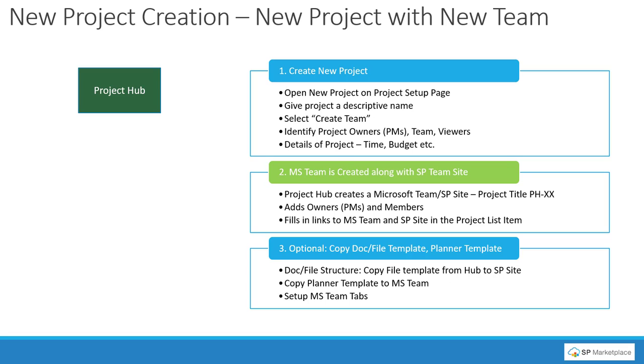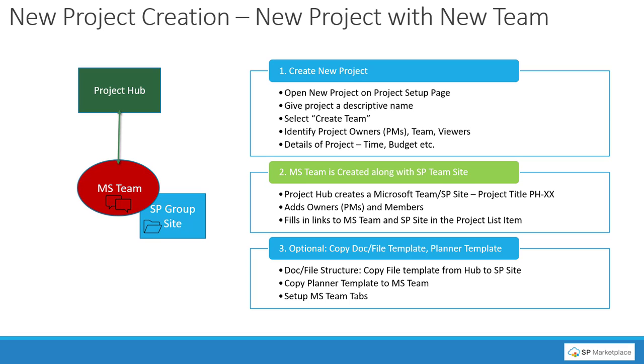So when you hit enter, an MS team is actually created. When the team is created, it creates a SharePoint group site behind the team. That's actually where documents are stored and accessed through the team. So it creates a team site. It actually concatenates a PH, for Project Hub, dash, and then the ID of the project item. So if it's project number 13, it'll be PH-13 or 14.